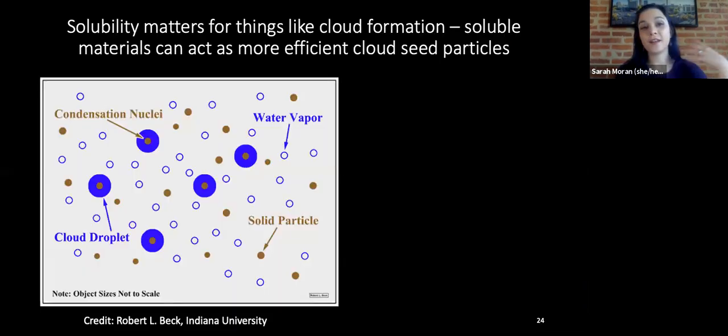This is interesting, not just because now we know that the particles are polar, but because things like solubility actually matter for cloud formation. Generally speaking, soluble particles are better cloud condensation nuclei, or cloud seeds. And that's illustrated in this schematic here. All of the brown dots are your particles, so in this case, hazes. And then if they encounter this droplet of water vapor, it actually engulfs the particle and forms a cloud seed. And that's what's enabling cloud formation.